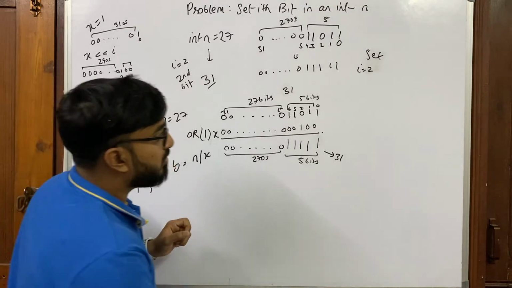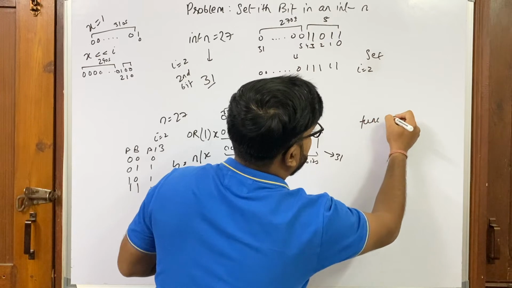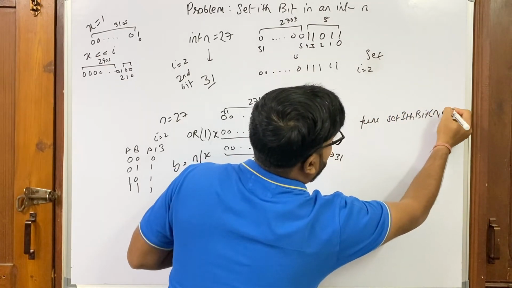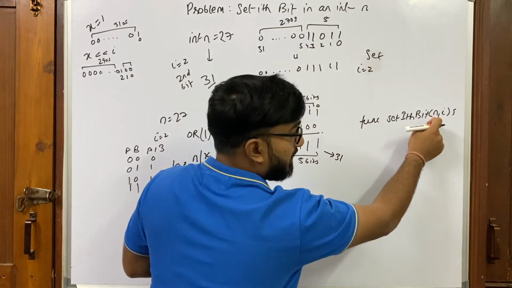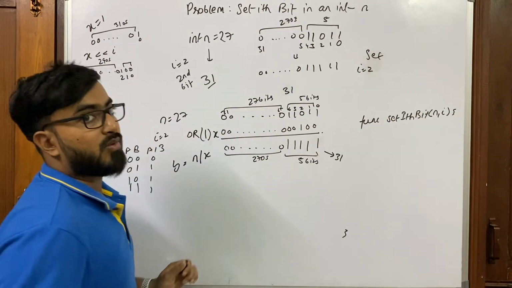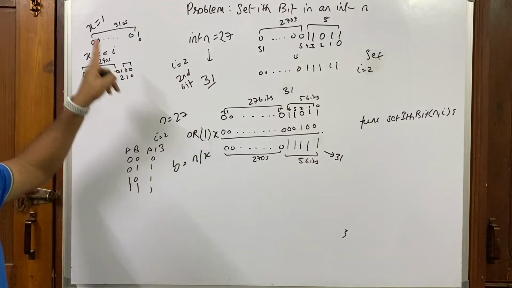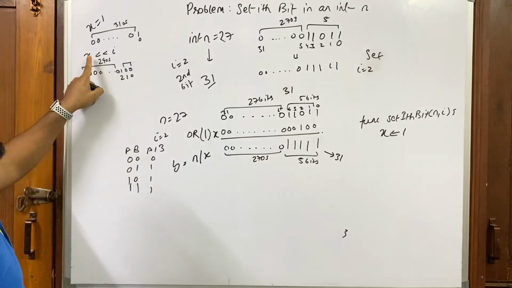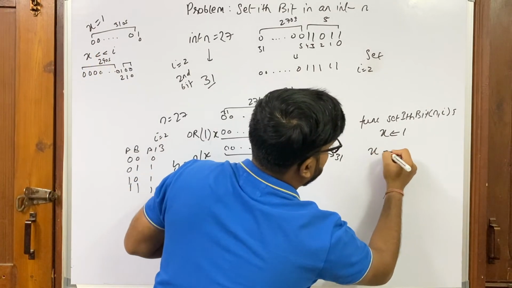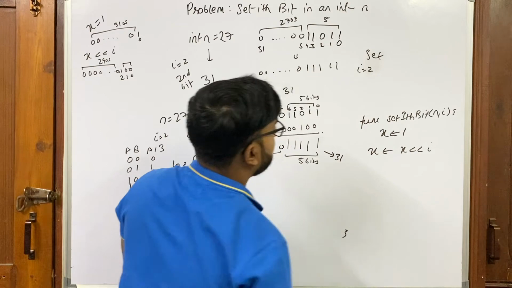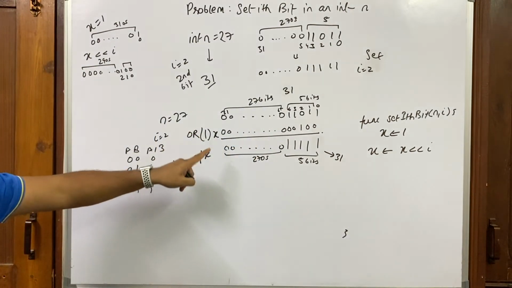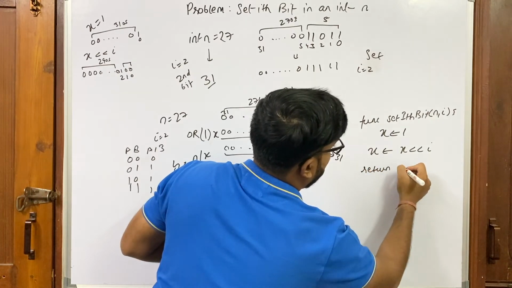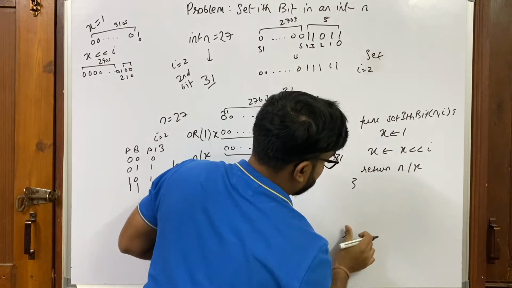So writing this into pseudocode now, I say function setIthBit takes in the value n and i, it sets the ith bit in n to 1 and returns the updated value. Our job is to first find x, which starts with 1. We left shift x by i places, so x is x left shift i places, and then we return the bitwise OR of n and x. So I say return n OR x, and this is our function.